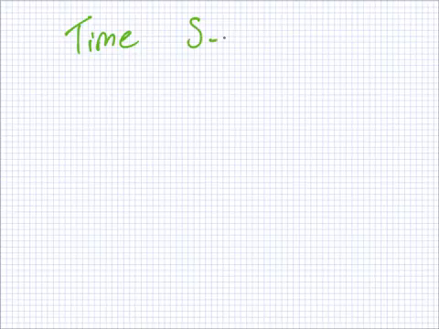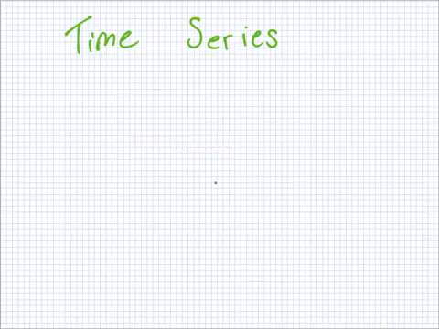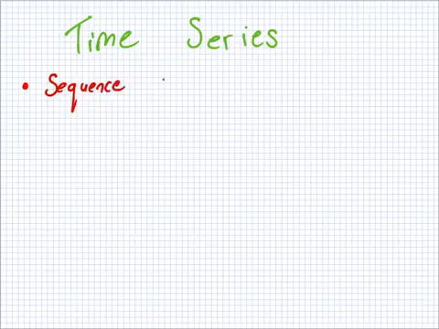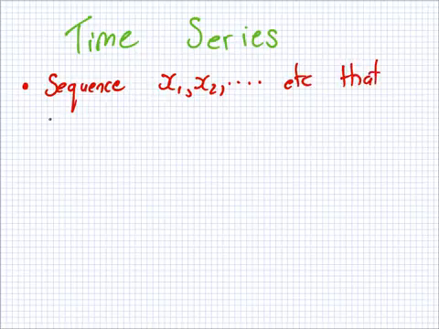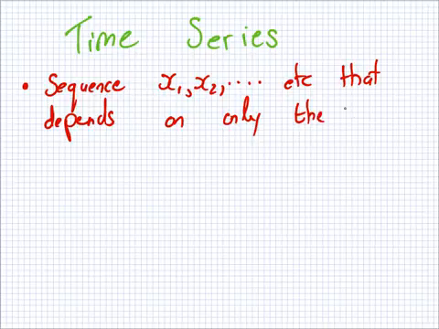Time series. So this is a lot like, what's it called? Line graph. So again, it depends on the time. So we have time on the x-axis. So it's a sequence, like for example x1, x2, etc. that depends on only the time.